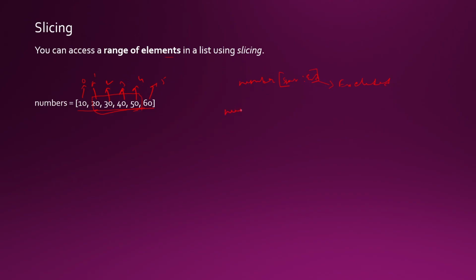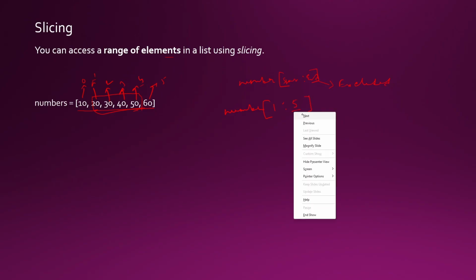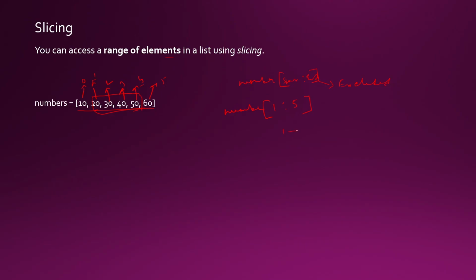We have to write number, and from which position? That is the first position. So the index position is 1, and up to the fourth position. Okay. So the fourth position is excluded, but you want to print the fourth position, so we have to mention 4 plus 1, that is 5. So if we mention 5, then it will print from 1 to 4, right? So the output will be 20, 30, 40, and 50, like this. Okay. So this is called slicing.